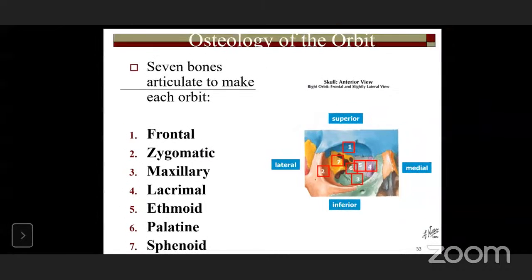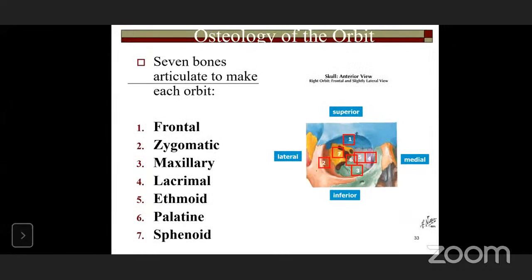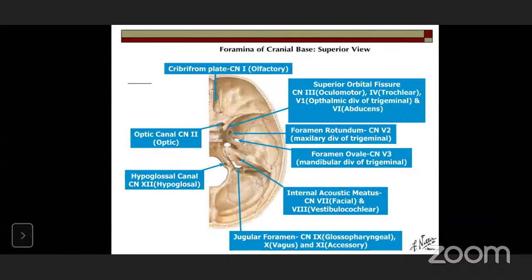Okay, these are all the bones that form the orbit. Totally, 7 bones articulate to form the orbit. This is very important. Sometimes it is asked as a 3 marks question, so always concentrate on drawing a neat labeled diagram, and you should explain it. That will be ideal. Then comes the cranial bone.